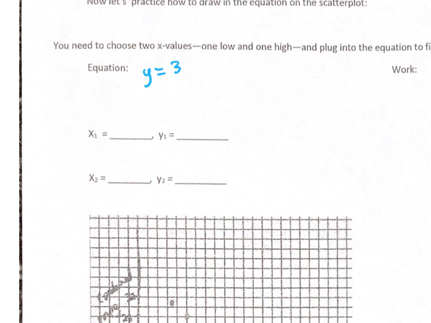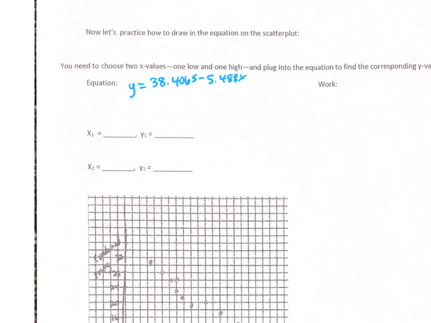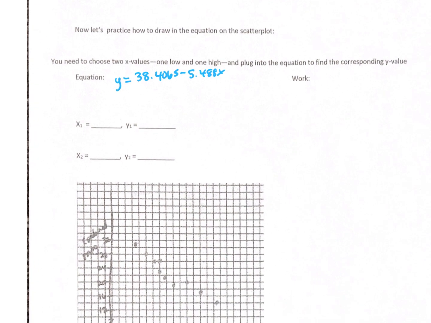y is equal to 38.4065 minus 5.488x, right? If I ask you to graph that least squares regression line on your scatter plot, there's a very specific process that I'm going to expect you to do. If you notice, it says you need to choose two x values, one low and one high, plug into the equation and find the corresponding y value.